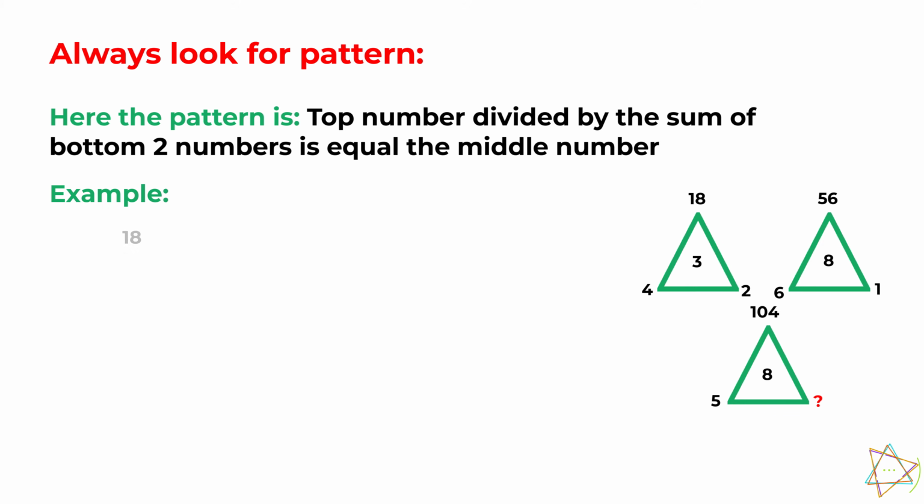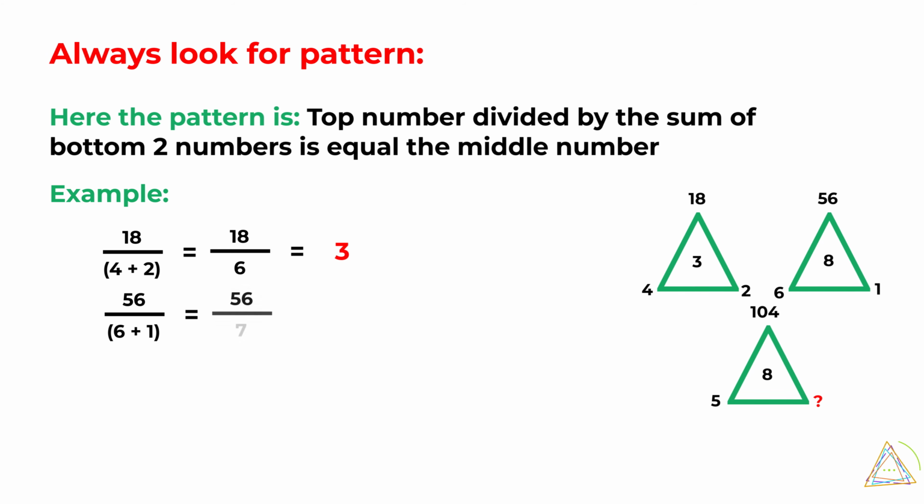For example, 18 divided by (4 plus 2) would be equivalent to 18 divided by 6 and would result in 3. 56 divided by the sum of 6 and 1 would be equivalent to 56 divided by 7 and would equal 8. Which means that we can build a formula.